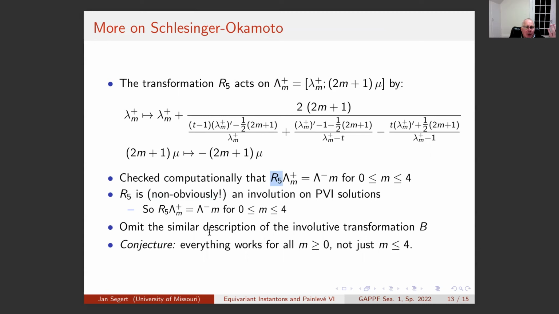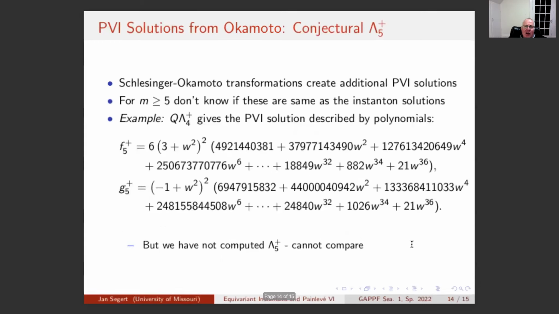Okay, so again, I've computed them up to m equals 4, but the conjecture is, of course, that everything works for all the integers m, not just m up to 4. And the reason I've only computed up to m equals 4 is because I only computed the Painlevé solutions up to m equals 4. In principle, I can compute a couple more, but you have to stop somewhere. But I can't compute all of them, and so I need some other method to see that this is actually true for all of them. You can't do it all by enumeration.